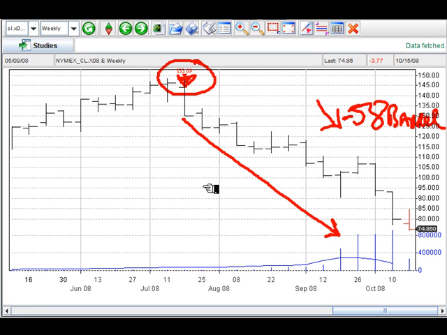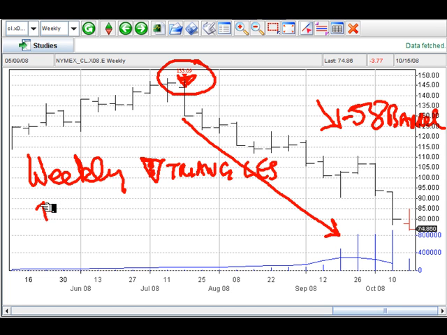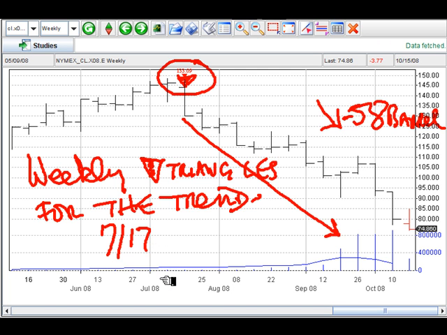So how do we do? Many of you may already know that we use the weekly triangles, in this case a red triangle, for the trend. The date on this is 7/17. So on July 17th, which is right here approximately, we had a signal that crude oil was actually going to start going down. Did we know it was going to go down to 74.86? No, we didn't. But what happens is you trade these markets. These are not buy and hold markets or short and hold. You've got to be a trader.